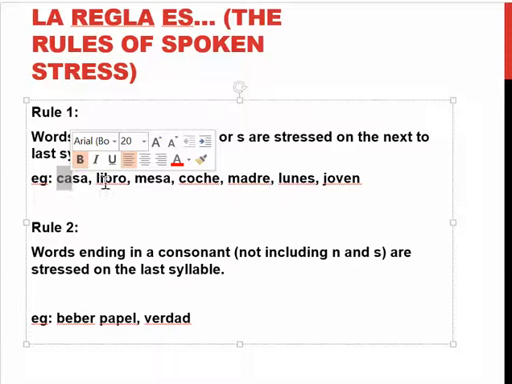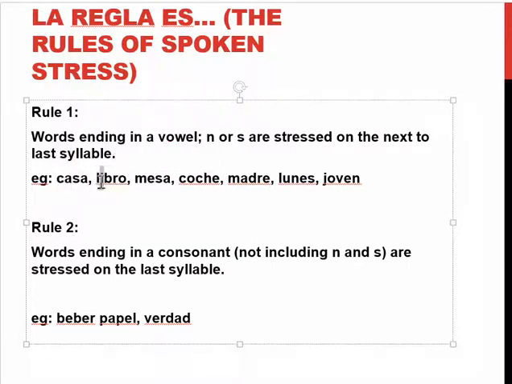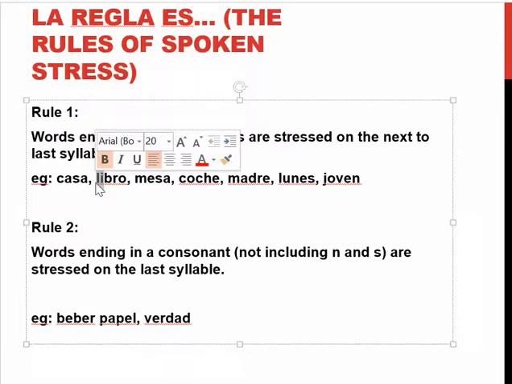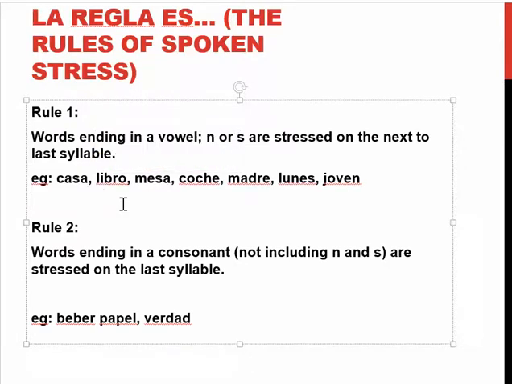Same thing goes with libro. If I were saying it the wrong way, I would say libro, putting a real stress on the O. But because I know how to say it the right way, and I know that the next to the last syllable, which happens to be the first one, is li, I'm gonna say libro. Okay, it's mesa, not mesa, coche, not coche, madre, not madre, it's hard to say them wrong, lunes, not lunes, and joven, not joven.